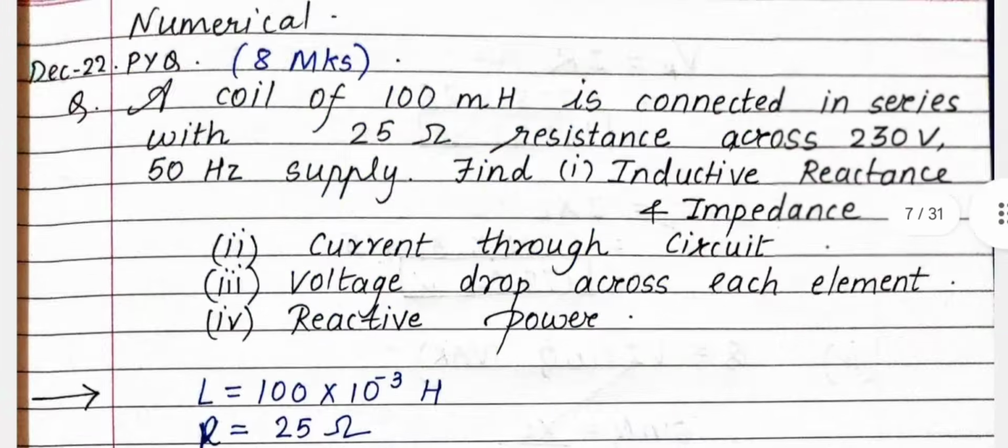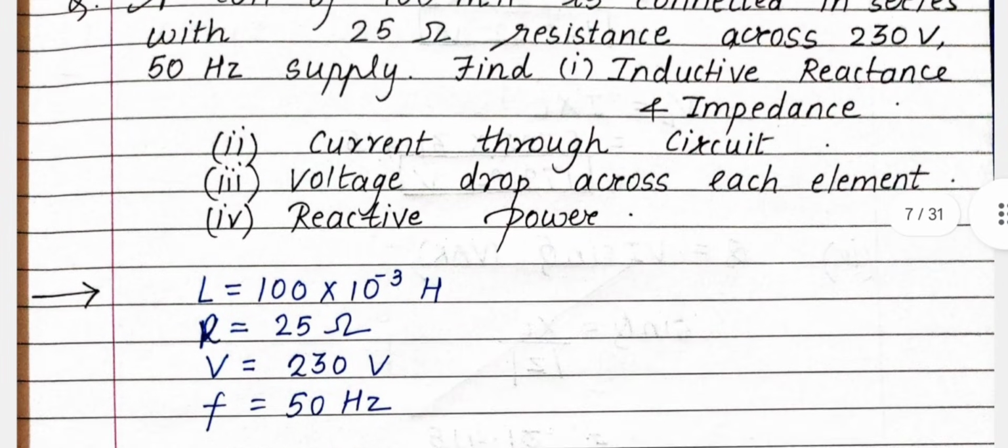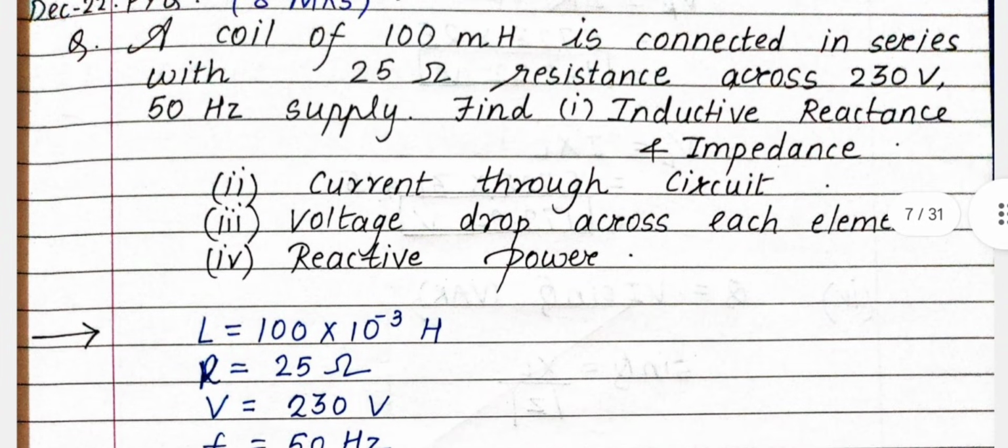Third, they have told us to find the voltage drop across each element. Now here we are talking about a series RL circuit. So what are all the elements here?